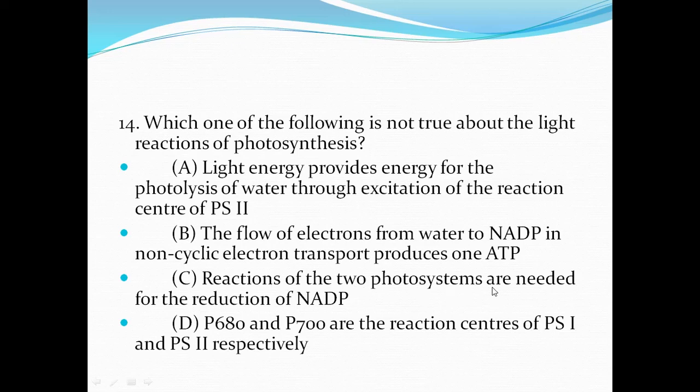Reactions of two photosystems are needed for the reduction of NADP. You know very well that NADP is reduced in non-cyclic photophosphorylation, and in non-cyclic photophosphorylation both photosystem 1 and 2 are involved. So this statement is correct. P680 and P700 are reaction centers of PS1 and PS2 respectively. Now this statement is incorrect, because photosystem 1 consists of P700 reaction center, and photosystem 2 consists of P680 reaction center. So this statement is incorrect. Rest all statements are correct.